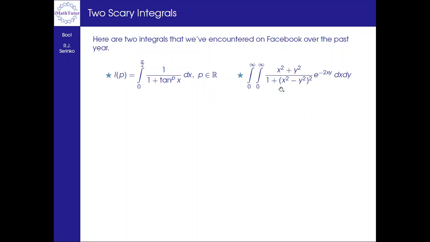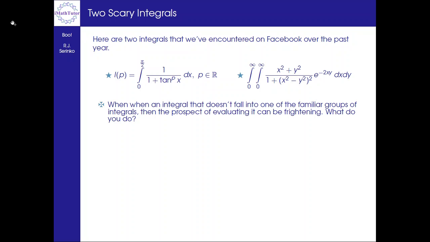And over here, notice that because of the symmetry in x and y, it doesn't matter what order we do the integration. The first one-dimensional integral you do is going to be exactly the same integral whether you integrate with respect to x or y. And that integrand looks rather messy. So when an integral doesn't fall into some familiar group, what do we do? The prospects of evaluating it can be pretty frightening, so what do we do?